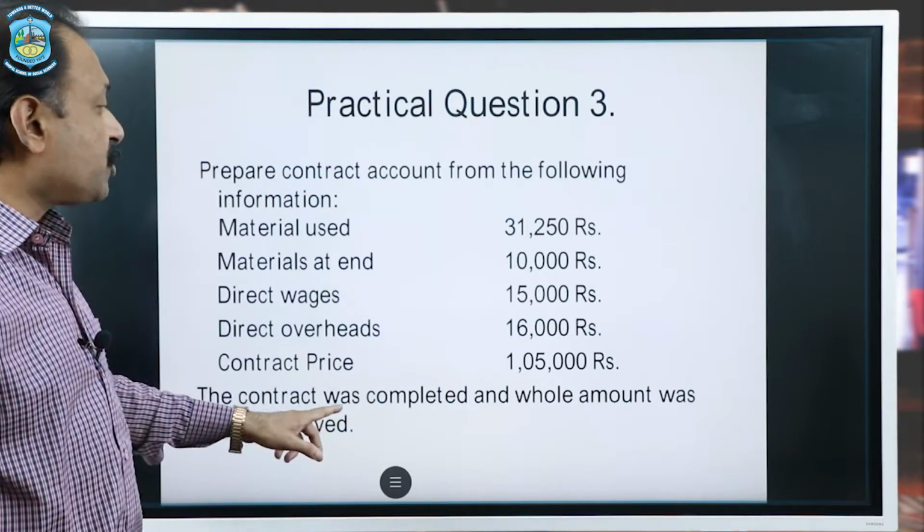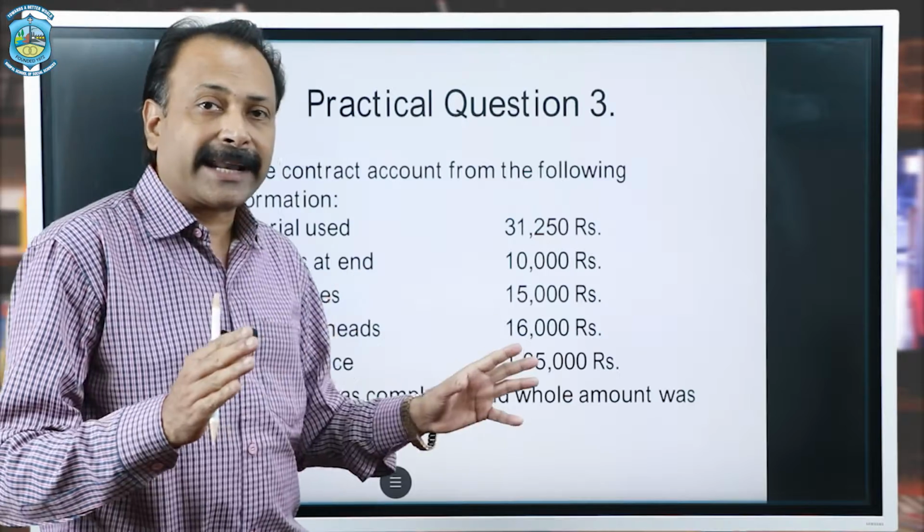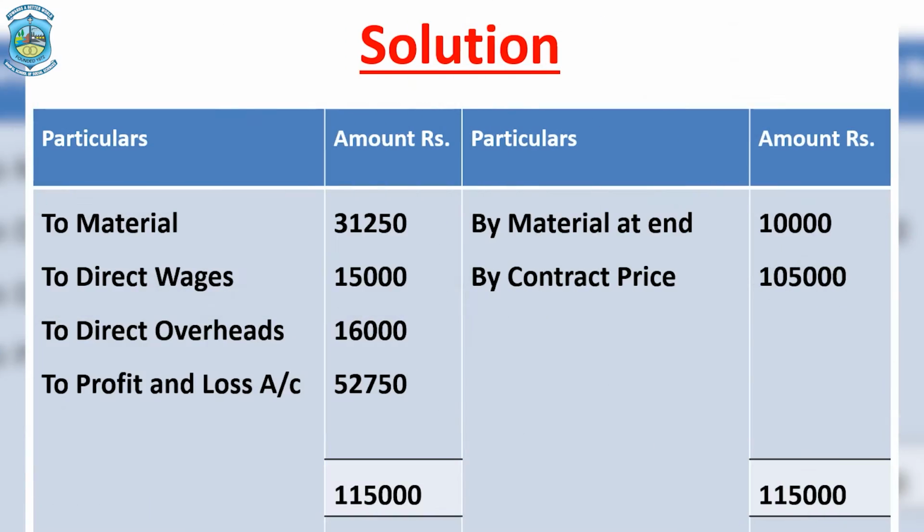The rest of the information is given on your screen. With the help of this, we are going to prepare a contract account when the contract is completed. As per the information given in the question, this is the solution, this is the contract account. Particulars, amount, debit side, credit side. Whatever the expenditure is, it will come under the debit side, and whatever amount we are going to realize back, or the closing value, will be shown on the credit side.